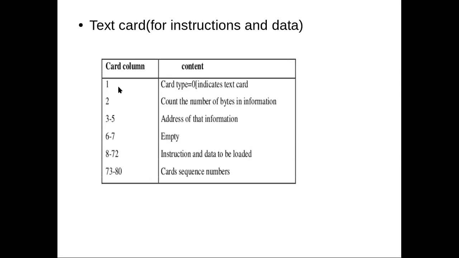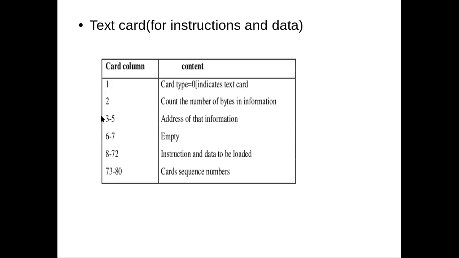Now we'll see what is there in each column. So the first column tells the type of the card. If that value equals 0, this particular card is a text card. That means this card contains the converted machine language instructions and data to be loaded. Then the second column gives the total length of the information available in the text card, that is, how many bytes are available in this particular text card.